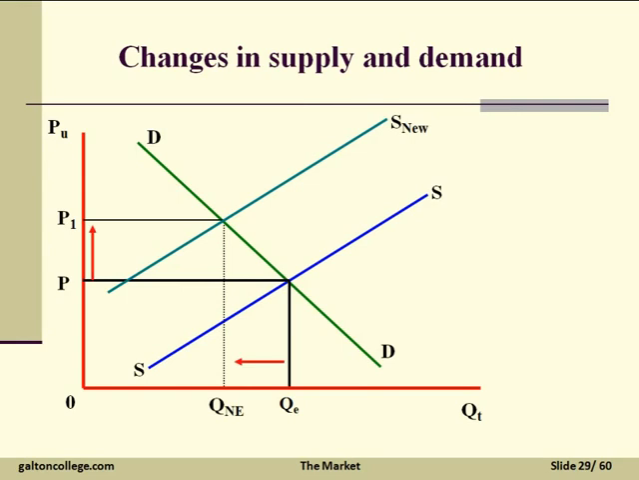The price has increased and the quantity has been reduced, which makes sense. If the price of raw materials increases, we'd expect the price of the product to increase, and we'd expect less of it to be on the market.